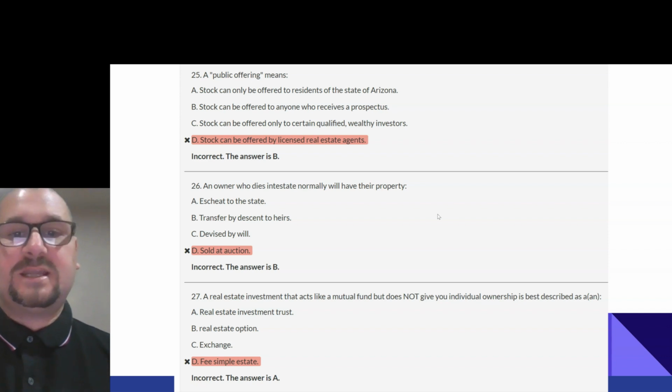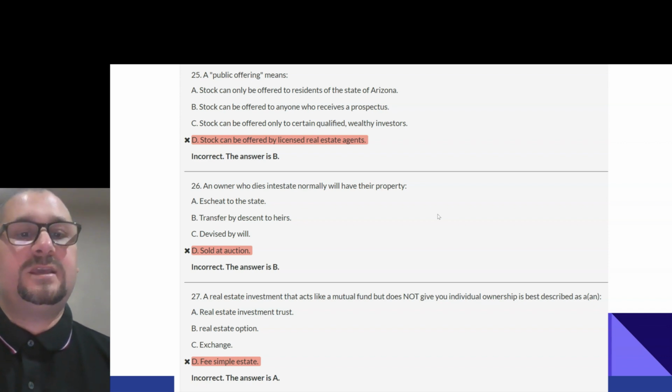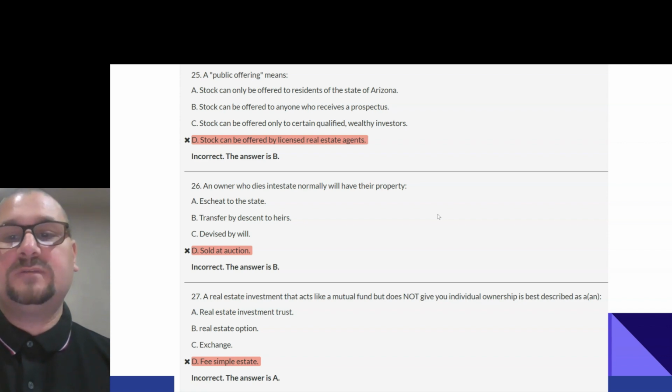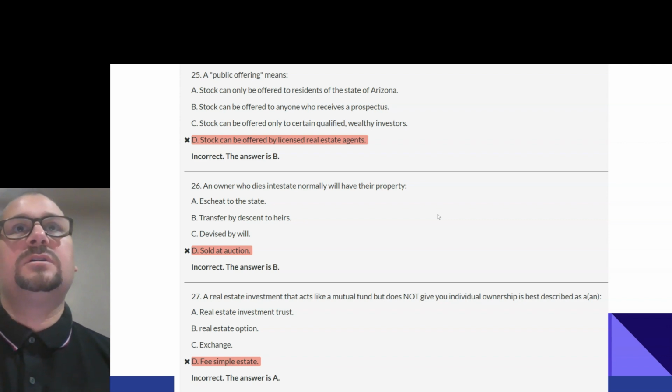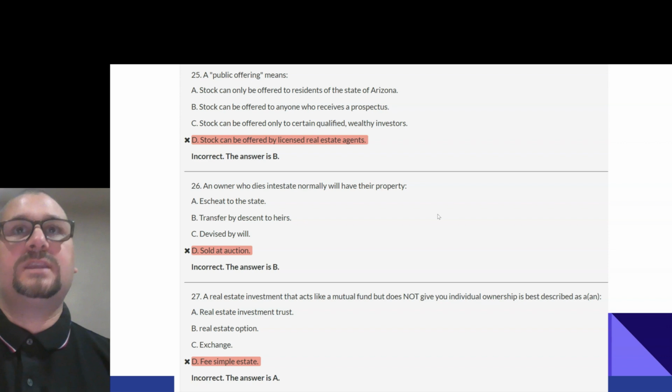A real estate investment that acts like a mutual fund but does not give you individual ownership is best described as what? It's going to be a REIT, Real Estate Investment Trust. That's when you have a minimum of 100 investors, and it acts like a mutual fund but does not give you individual ownership. Say 200 investors own a condominium. Do they own the property? No. Do they own it like a mutual fund? Yes. Real estate option? No. Exchange? No.